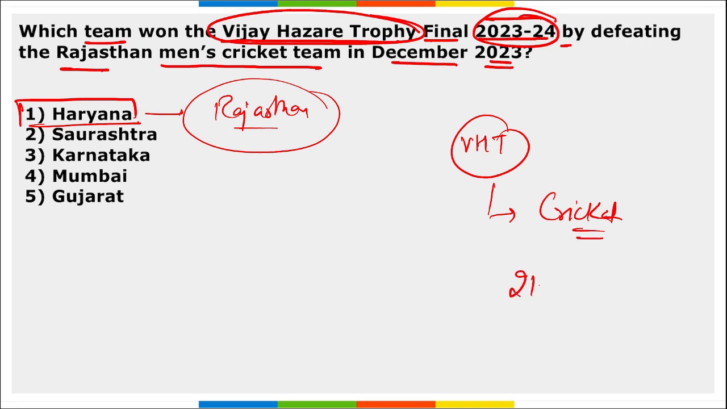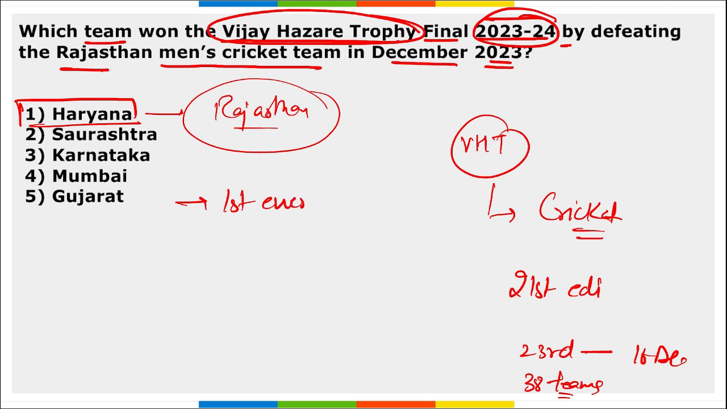This was the 21st edition of Vijay Hazare Trophy. This was held from 23rd of November till 16th of December. A total of 38 teams took part in this Vijay Hazare Trophy. And for Haryana, this was the first ever victory or first ever win for Haryana team.